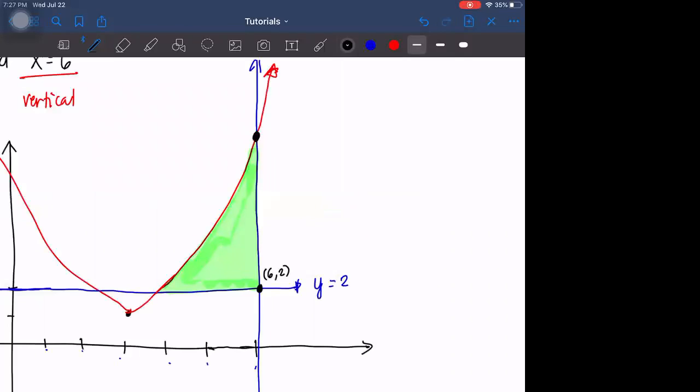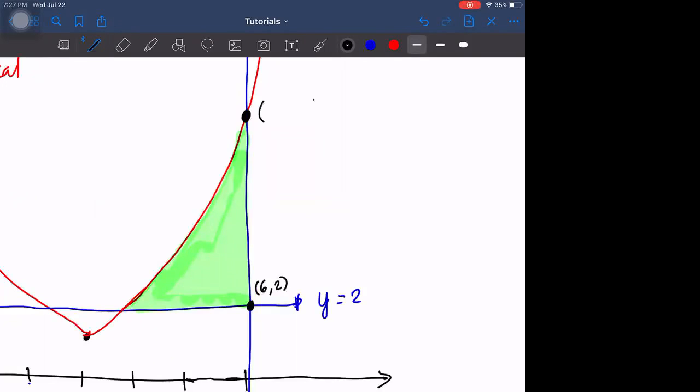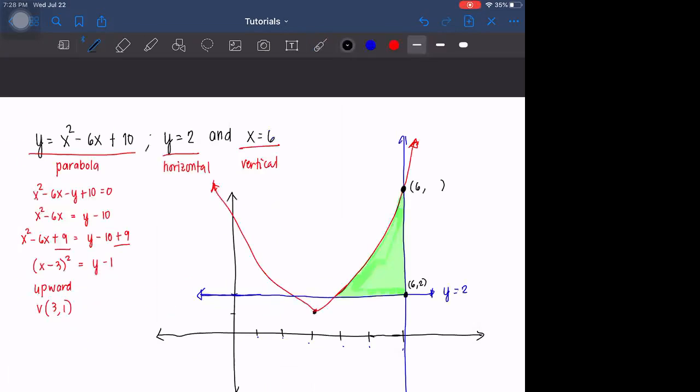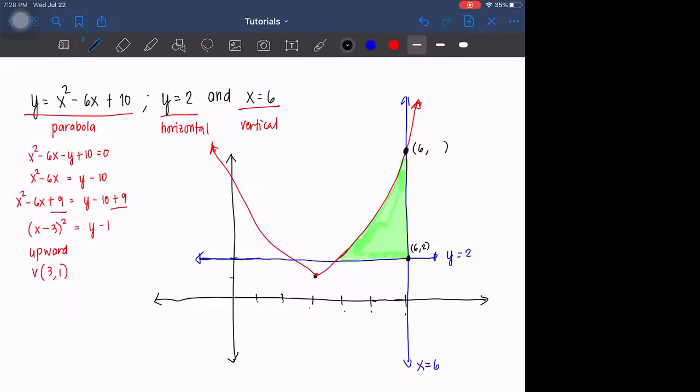x squared minus 6x plus 10. What is given here, x or y? x. How much is x? 6. So if x is equal to 6, what is y? Where do we substitute this? In the parabola, right? So 6 squared is 36, minus 36, plus 10. So this is 10.